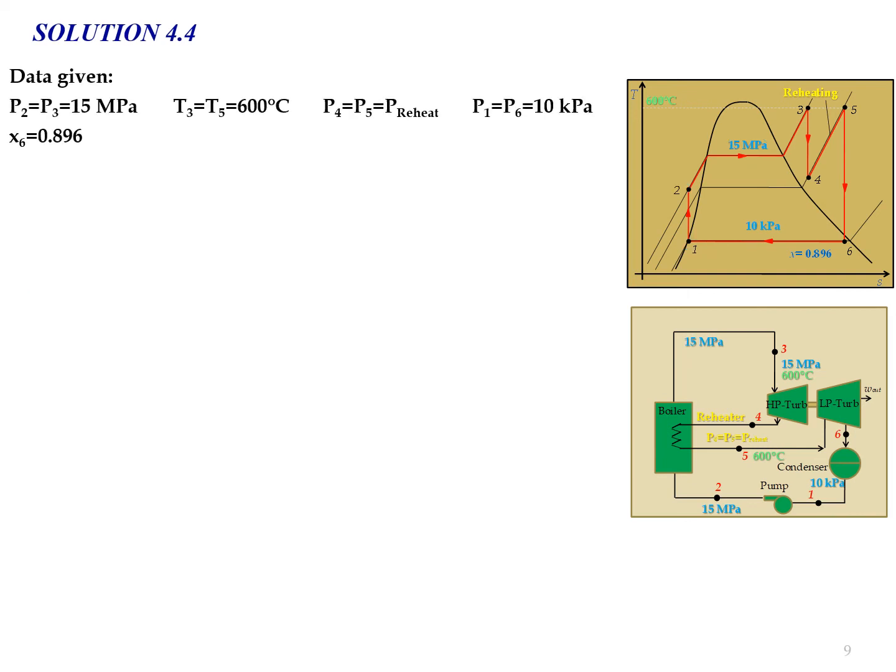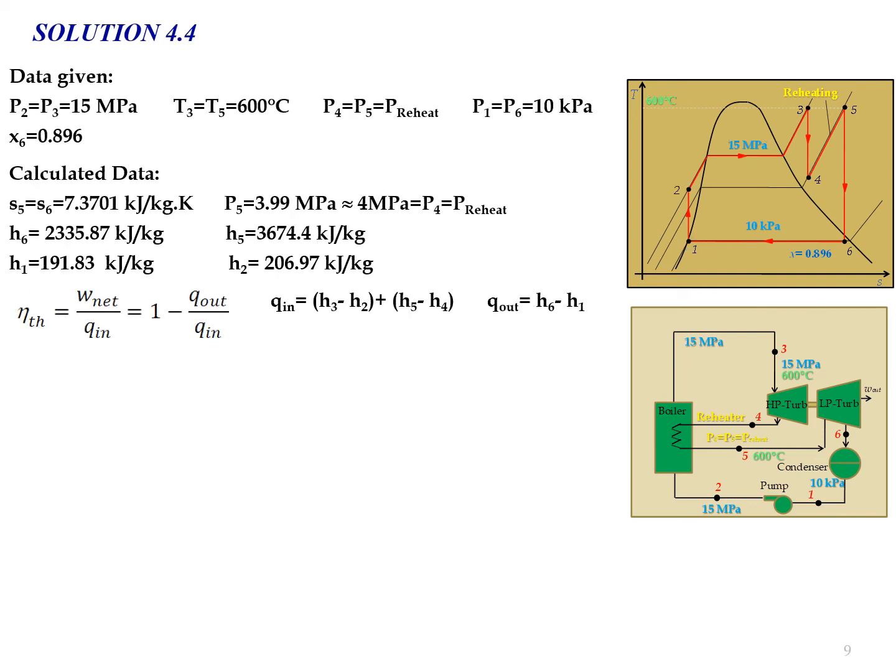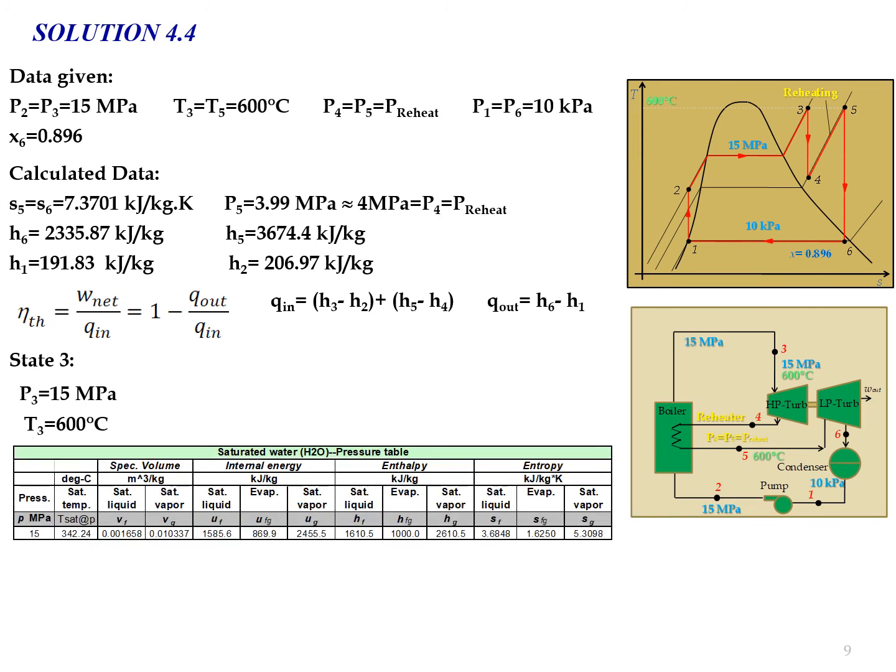Okay, we continue with the solution using the data given and what we already calculated, and we go into state 3. The pressure at state 3 is equal to 15 megapascal, and we know that the temperature at state 3 is equal to 600 degrees Celsius. We also know that state 3 is in the superheated region.